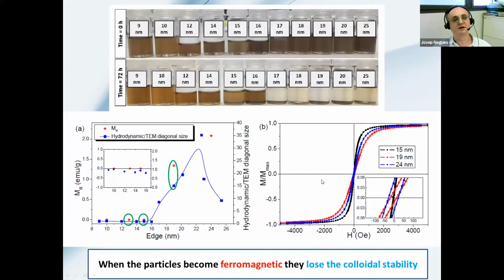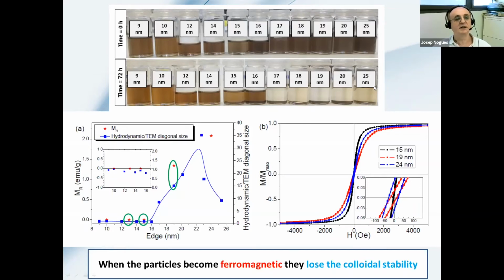Then we checked the stability of the nanoparticles. When they are synthesized, they are all stable. These are here. But when we wait 3 days with the nanoparticles inside the liquid, you see that the smaller ones keep stable even after 3 days, but the larger ones tend to precipitate. Even these ones, if we shake the container again, will be colloidally stable again, but they tend to precipitate after a few days.